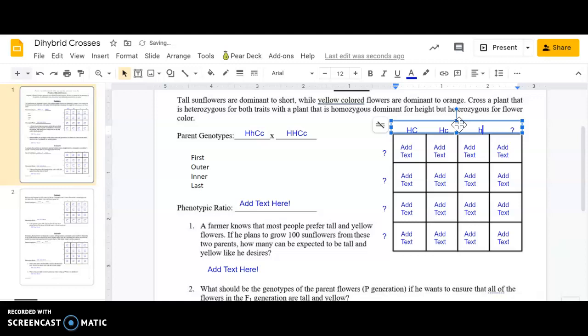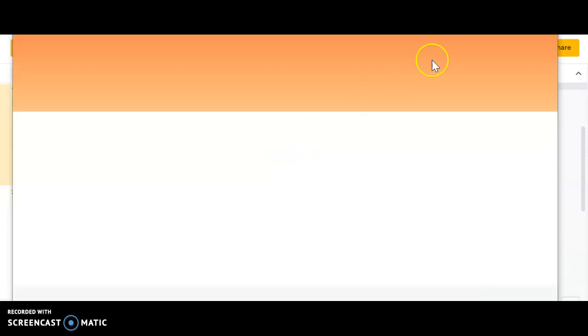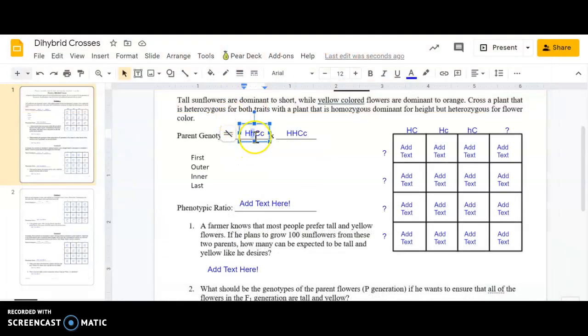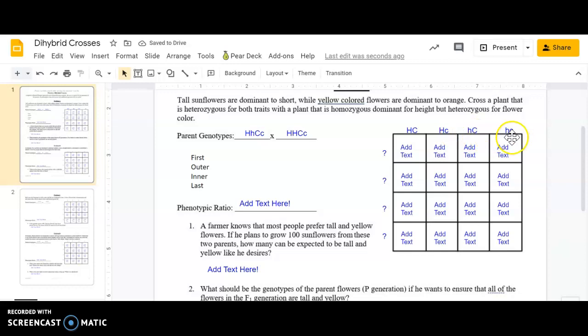And notice how I'm keeping them in their order. I'm not always putting the capital letter in front. You want to keep your traits separate as much as possible. It makes it easier to sort them later. And then last, so now we're doing the last letter of each trait. So little h and little c. Okay, so that is parent number 1. So these 4 options here are every possible allele combo that plant could produce.